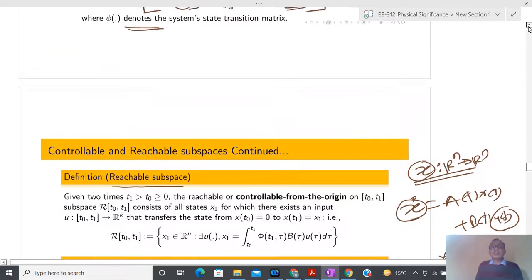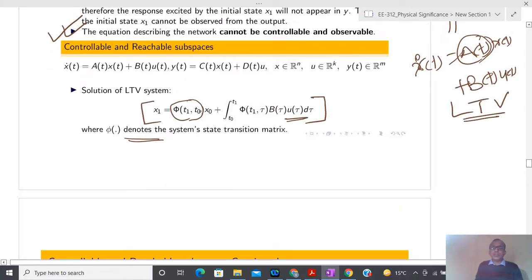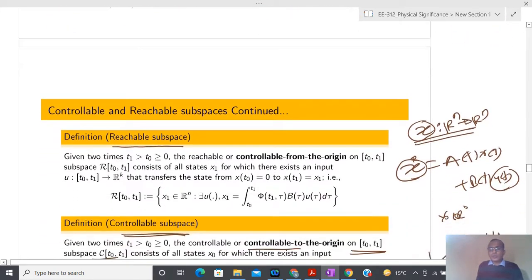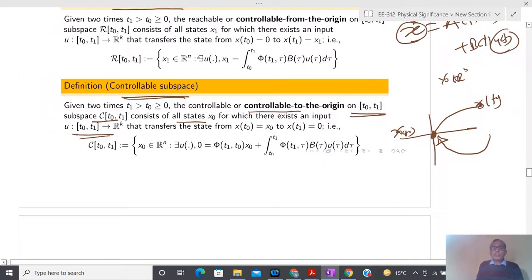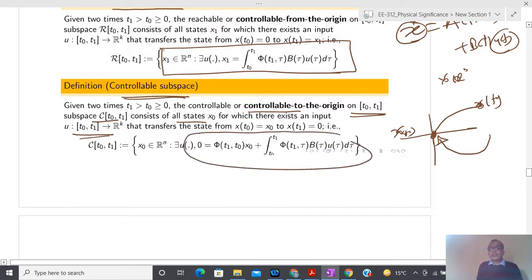You can just substitute inside the solution. If you put x0, then if something is controllable, it means that there exists some kind of solution for this particular equation, and this is an integral equation. So we have to make sure that there exists a solution. Similarly, if something is controllable to the origin, again I have to check that there exists a solution.